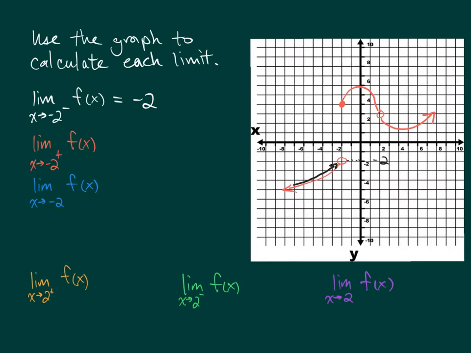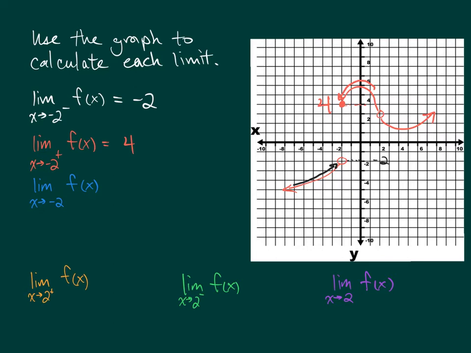The next limit, the limit as x approaches -2 from the right of f of x, that'll be up here. As the function approaches -2 from the right, the y values are approaching +4. So that's it. The limit as x approaches -2 from the right of f of x is 4.